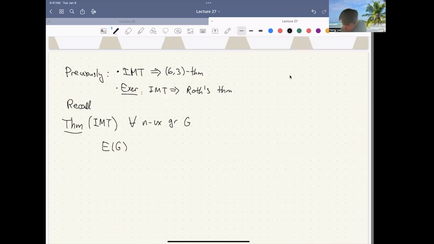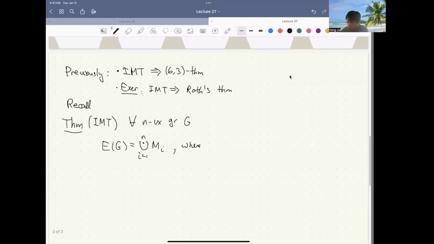So if I have n vertices, and the edge set is a disjoint union of n induced matchings. I don't specify the size of the induced matchings, where each Mi is an induced matching.